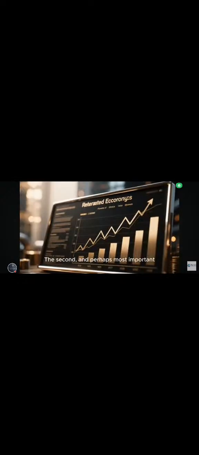The second, and perhaps most important, component is retained earnings. This is the powerhouse of value creation. Retained earnings are the cumulative profits the company has made over its lifetime that have been reinvested back into the business instead of being paid out to owners as dividends. This is the crucial link between a company's profitability and its financial position.